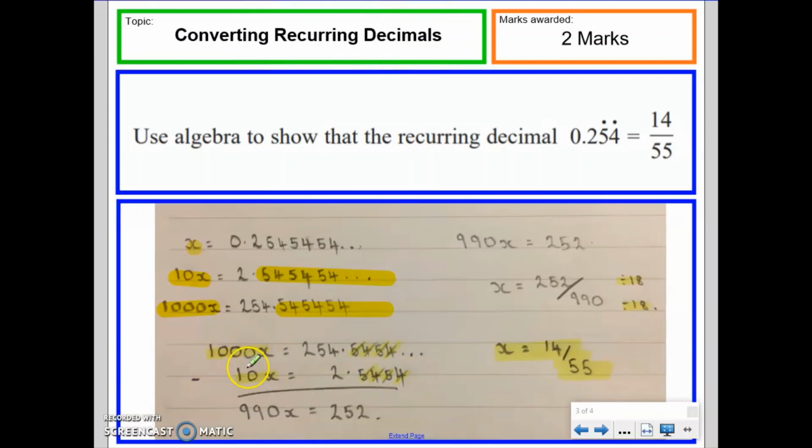If I take away the other parts of the calculation, I'm left with 990x equaling 252. Then I divide both sides by 990, which gives me this fraction here. But the question is asking me to show that this is my answer. So in order to present my answer as 14 over 55, I've also just divided the numerator and the denominator by 18 to give this answer in its simplest form, which happens to be 14 over 55.